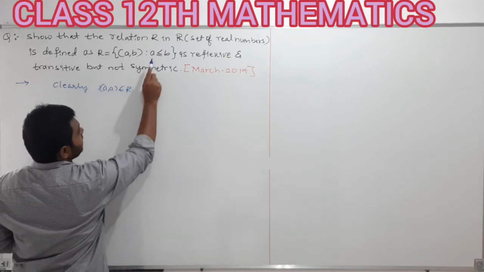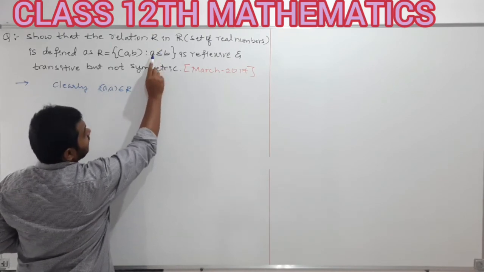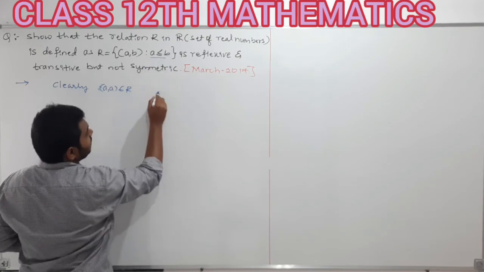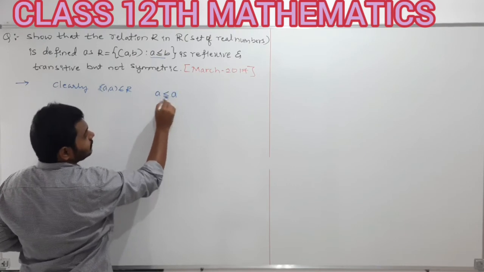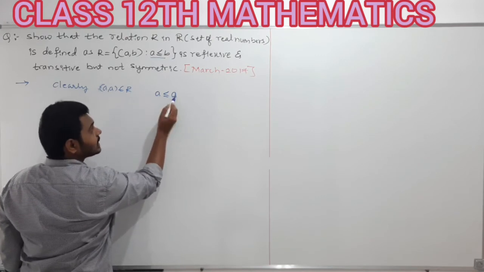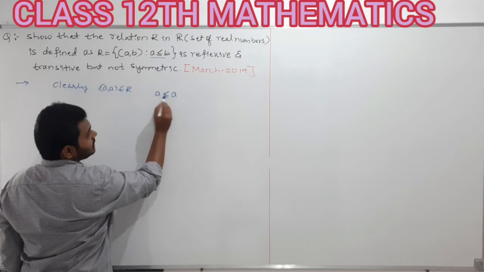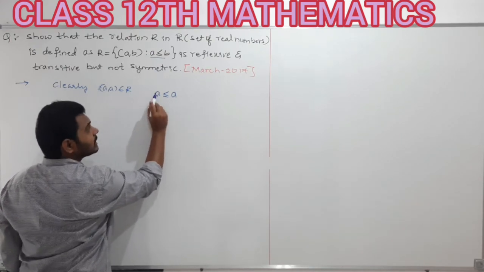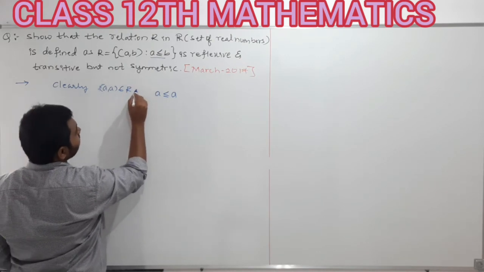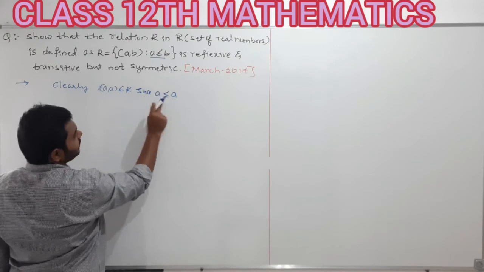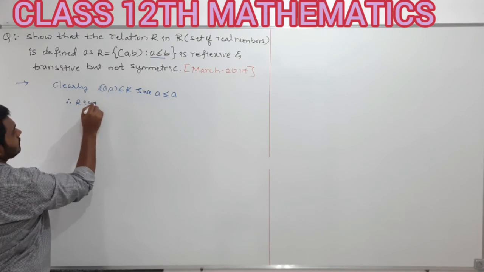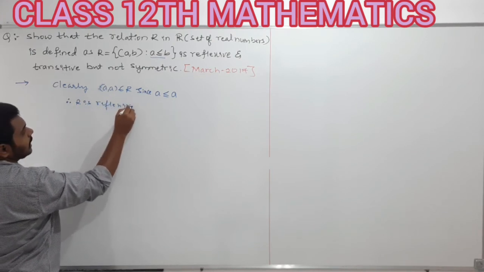If you take any number, it is always equal to itself. The condition given is A is less than or equal to B. So A is always less than or equal to A, with the equals sign. This means the number is either less than this number or equal to it, and we know that every number is equal to the same number. So clearly (A, A) belongs to R, since A is less than or equal to A. Therefore R is reflexive.